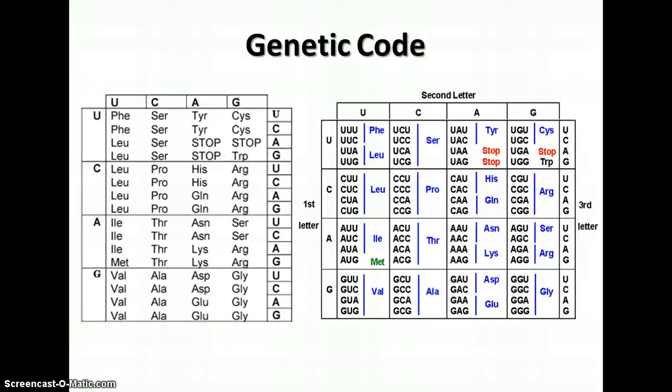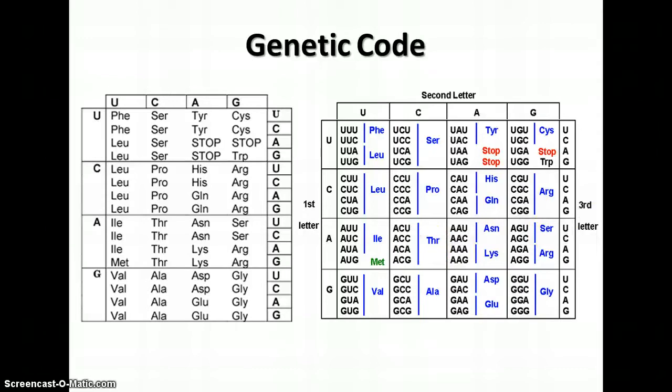The one we're looking for is ACC. So let's look at the codon chart. The first letter is A, so it's in this row. The second letter is C, so it's in this column, so it has to be in this box right here. And the third letter is C, which shows right here, and then it shows that the amino acid we're looking for is THR, which is the abbreviation for threonine.